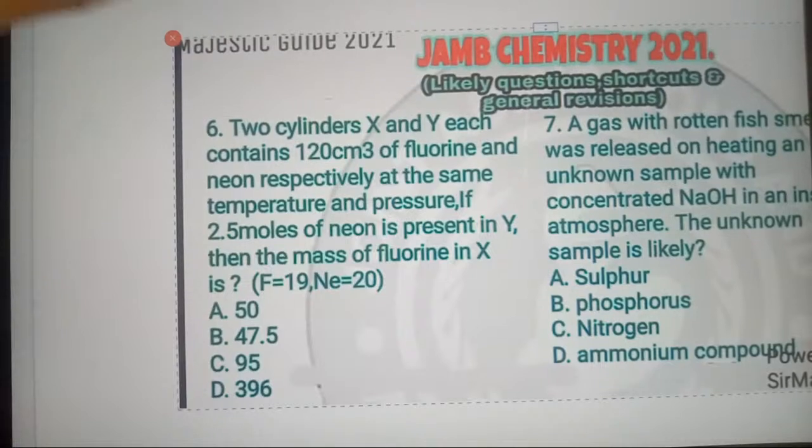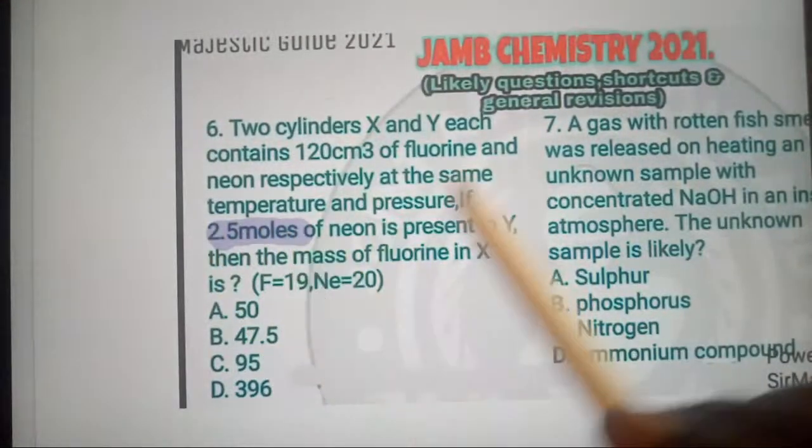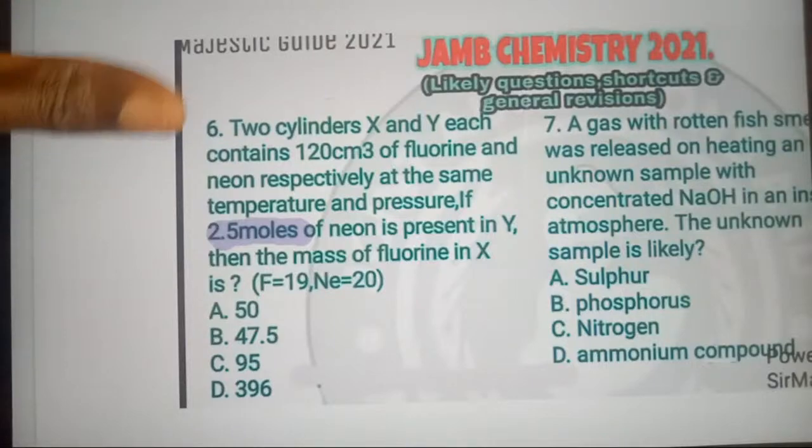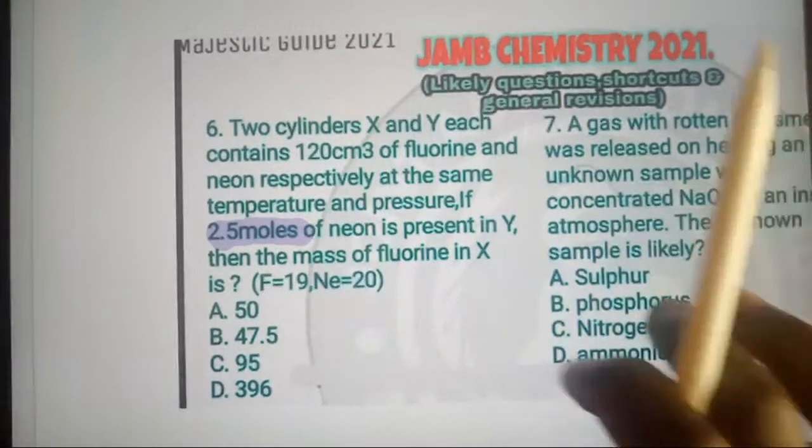First, because of time, because I would like to welcome your questions also, one thing you should know is this. According to Avogadro's hypothesis, equal volumes of gas at the same temperature and pressure have the same number of moles. So it shows that if 2.5 moles of neon is present in Y, there will also be 2.5 moles of fluorine in 120 cm³. So according to Avogadro's hypothesis, equal volumes of gases at the same temperature and pressure will have the same number of moles of gases. So considering this, your job is now to, let's go back to our solving board.